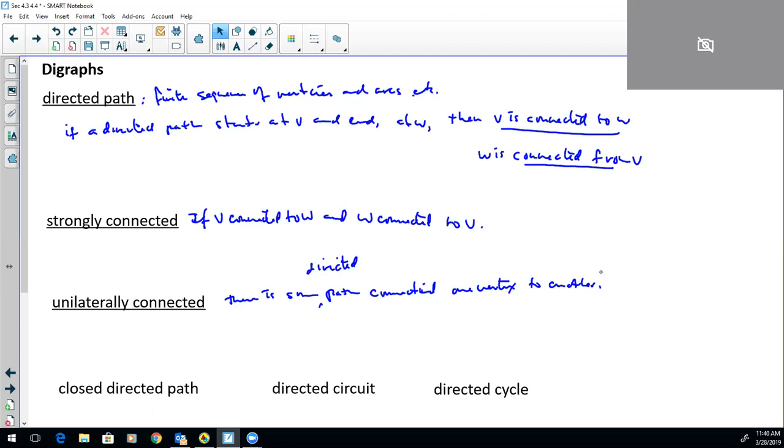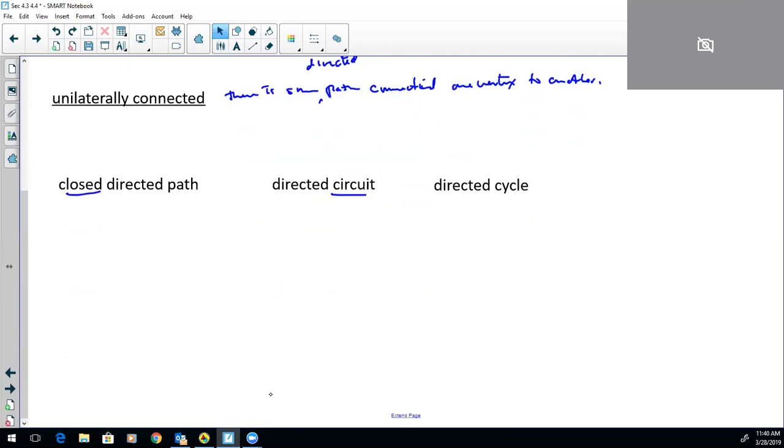Let's see, and we have the notion of a closed directed path that will start and end in the same place. A directed circuit will be a closed path in which none of the edges are repeated, and a directed cycle is one in which all the vertices are distinct.